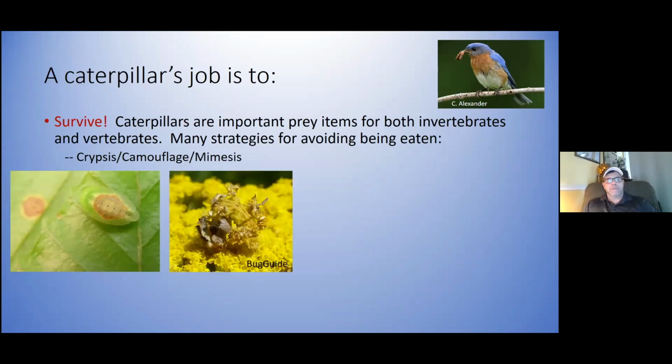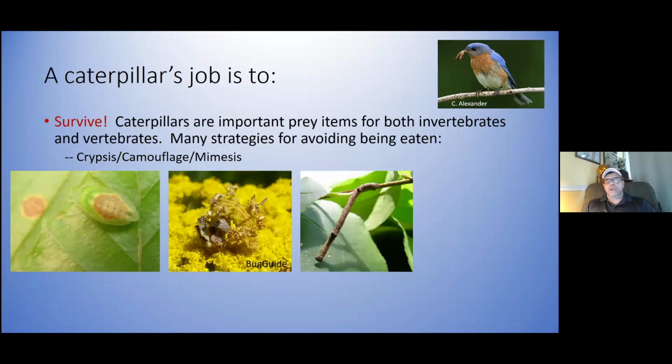And then here's a Synchlora errata. This is a little inchworm caterpillar that feeds on flowers. And what it does is it actually picks bits of the flowers that it's feeding on and adorns its back with the pieces of flowers in order to blend in really well with their host plant. So there's a camouflage. And here's a good example of mimesis.